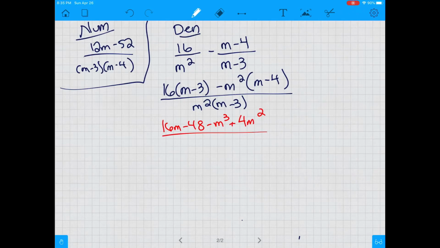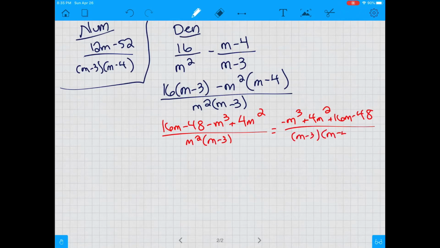Ooh, I think that's factorable. Oh no, it's not factorable. That's too bad. Over m squared times m minus 3. So I'm going to rewrite this just so it looks a little bit nicer. Let me get rid of these stray marks down here. Rewrite it in standard form with my descending powers here, all over m minus 3 times m minus 4.